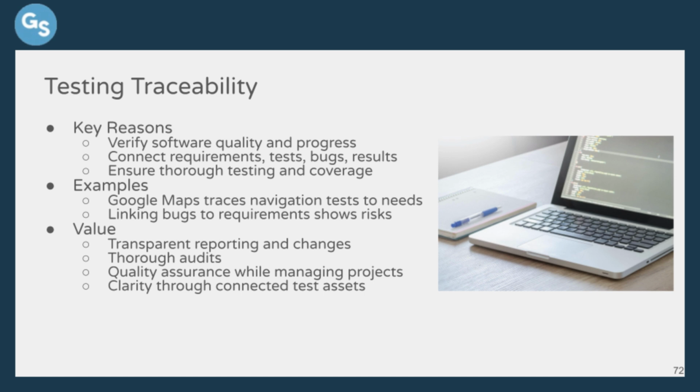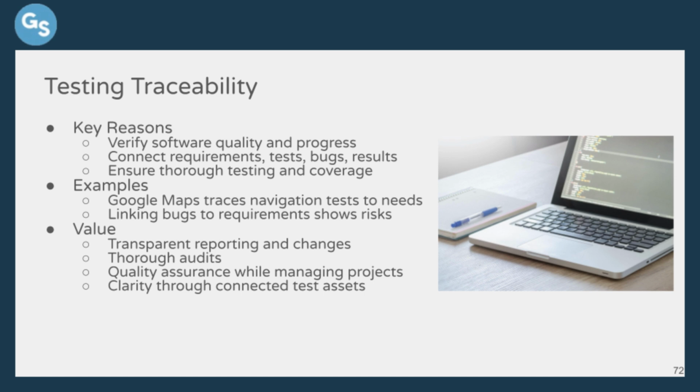It ensures that we test all requirements and don't overlook anything. It also highlights which parts of the software still need improvement. For example, tracing each bug back to its original requirement helps company leaders identify ongoing risks. Linking test results to planned checks confirms that we met our goals.